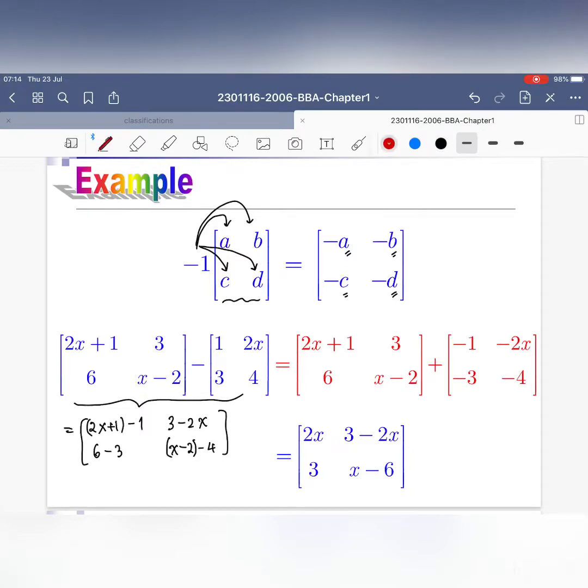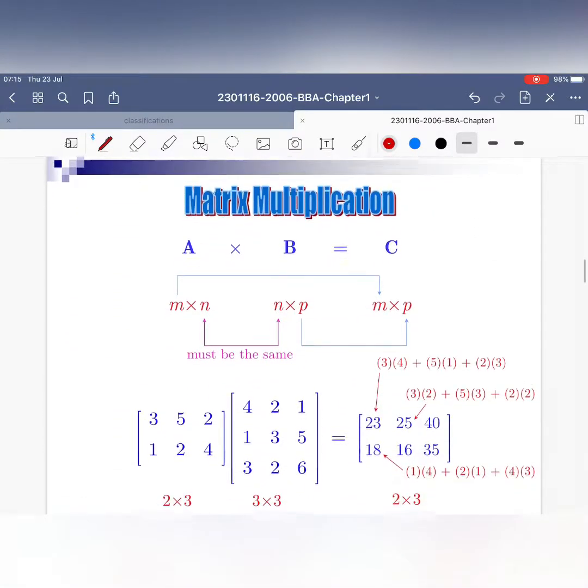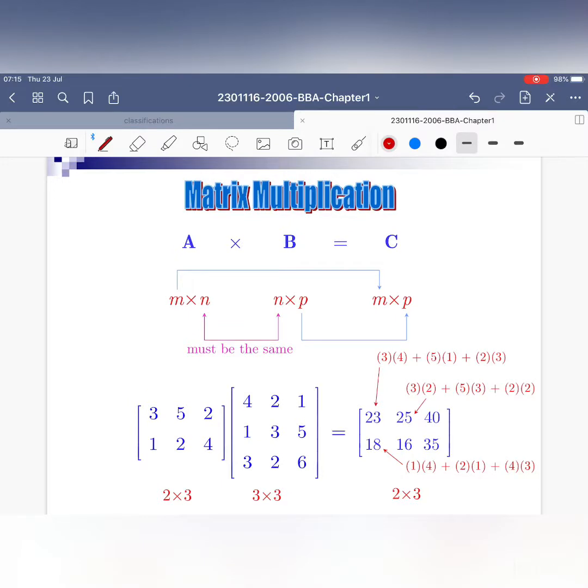So this one, the 1 and the 1 cancel, so you got 2x. This one you cannot simplify further. This one you got a 3, and this one you do x minus 6, you see. So that's pretty straightforward for addition, subtraction, and multiplying by a scalar. Okay. However, the thing that is not that natural is the matrix multiplication.